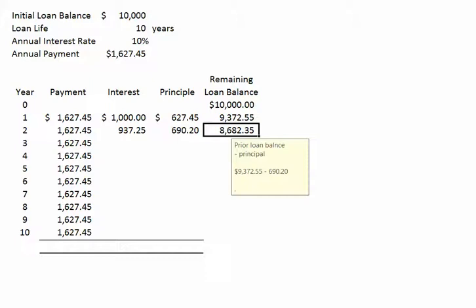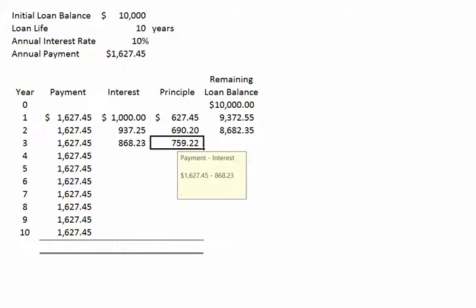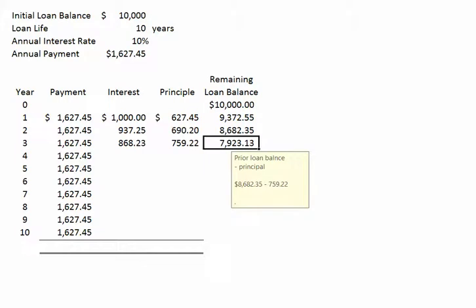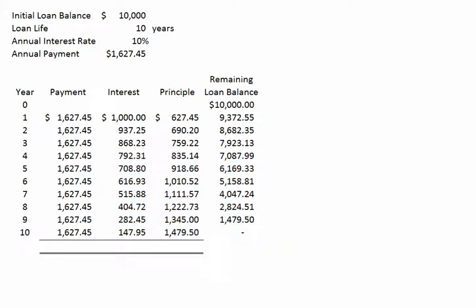Now, for year 3, we'll take the year 2 ending loan balance of $8,682, multiply it by the 10% interest rate to get the interest portion of our payment. And again, the difference, which in this case will be $759.22, will be applied to the principal, further reducing our loan balance. This process will continue for the 10-year life of the loan. And at the end of the 10-year loan, you can see we've paid off the entire principal balance.